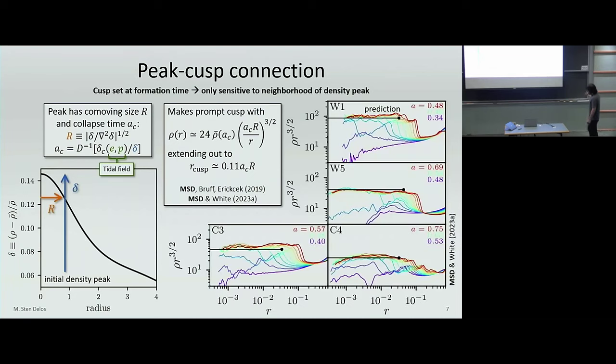This prediction works quite well for all of the collapsing peaks that I've tested. I'm showing 4 examples here. I've tested thousands. Each of these is a different simulation of a different peak. It's actually a cosmological simulation, but I'm zoomed in on the peak. So, density times radius to the 3/2 power as a function of radius, going again from purple at early times to red at later times, and the prediction is in black. In all of these cases, the prediction matches the simulation quite well.